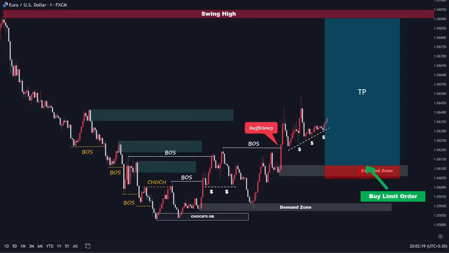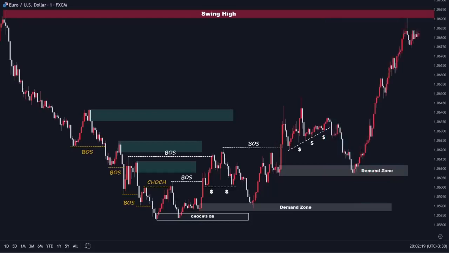Now we must monitor the market closely and let the trade unfold according to our analysis. Our buy order has been activated, and we are officially in the market. As anticipated, the price moved upside after the activation of our last buy limit order. Eventually, both trades hit the take profit target.